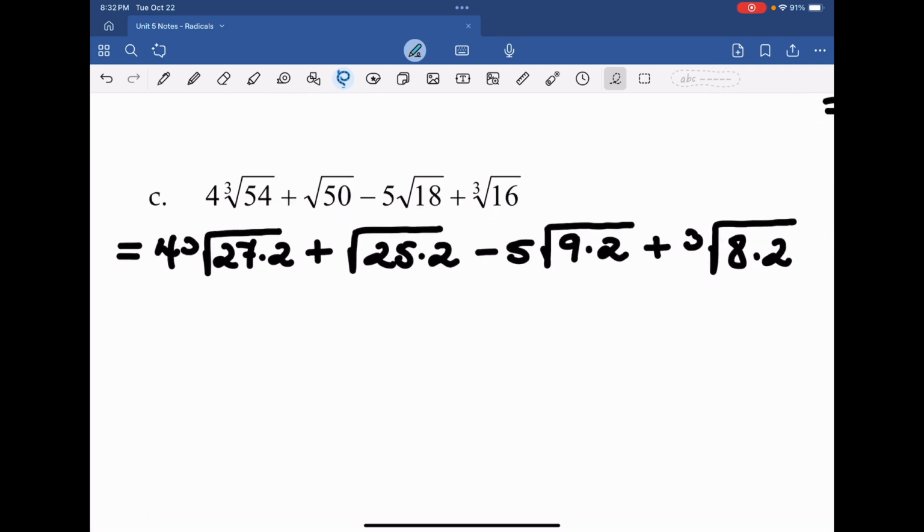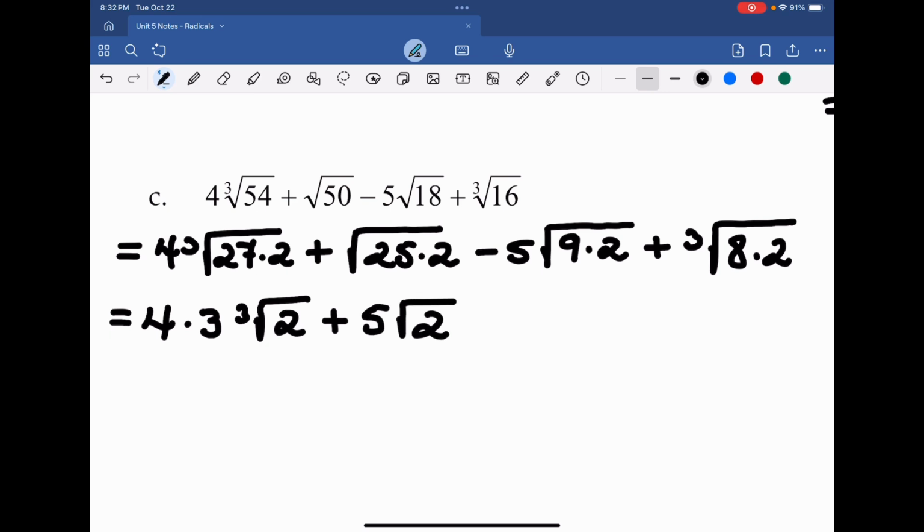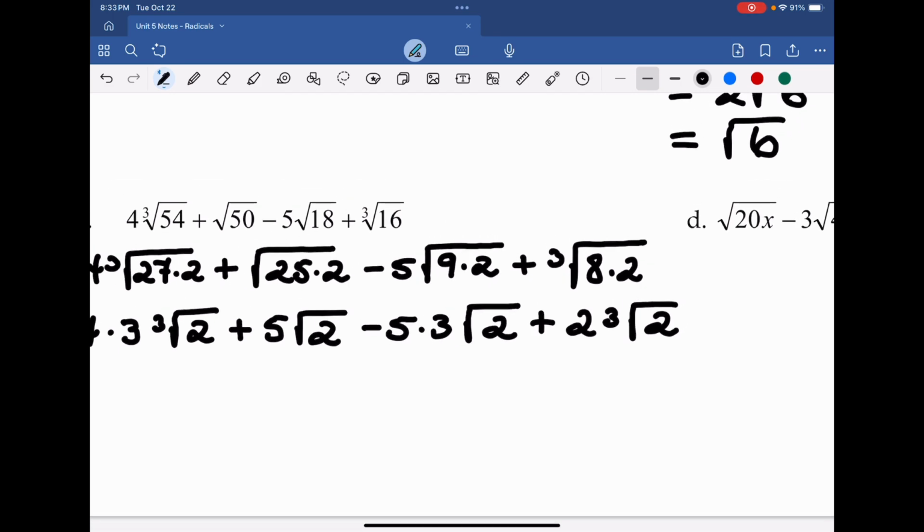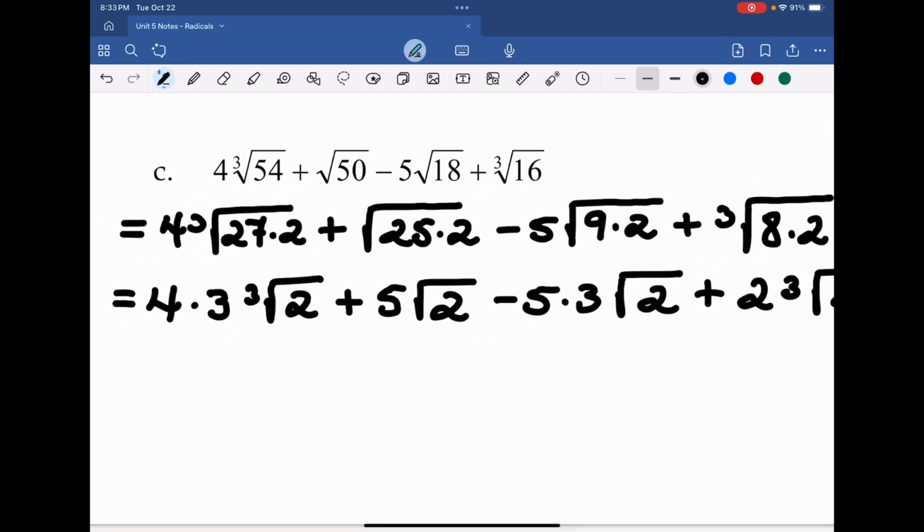Perfect. Okay, now we're going to go one by one down and simplify. This will be 4 times the cube root of 27, which is 3, cube root of 2, plus square root of 25 is 5. We leave behind the irrational component of square root 2, minus 5 times the 3, which is the square root of 9, leave behind the irrational square root 2. Lastly, plus the cube root of 8 is 2. We leave behind the cube root of 2, which is the irrational component. Now, we're just going to do one more step here before we simplify.